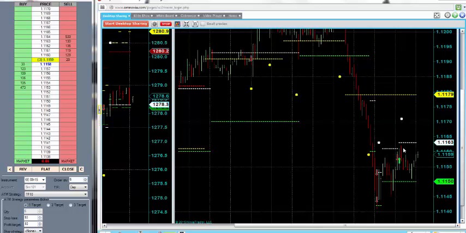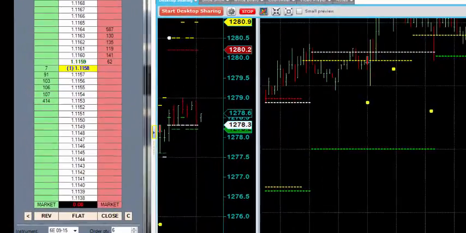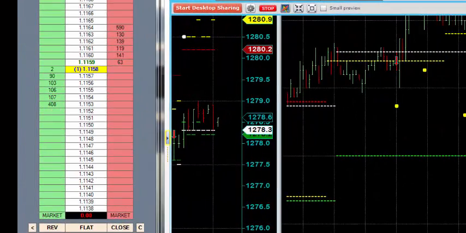Okay, here we are on the 6E, and I am seeing an archer arch here, one of our standard signals. We're going to go ahead, and here's our neckline right here. We're going to go ahead and go short here, 6 contracts.